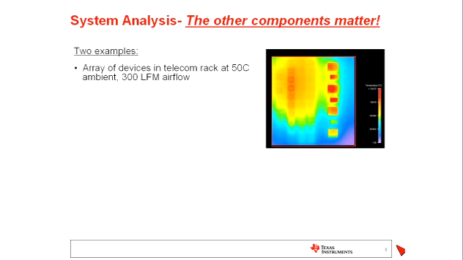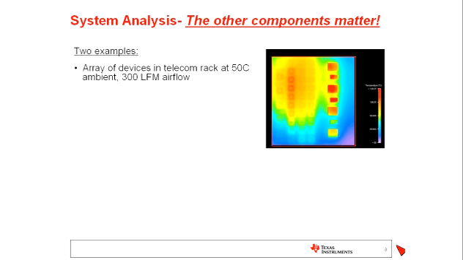So the first point to mention from a system perspective is we're oftentimes looking at just one component. We're looking at a certain power management component or processor or whatever. But the other components do matter very much to the thermal performance of the component that we're looking at. So we'll look at 2 examples here that illustrate that.